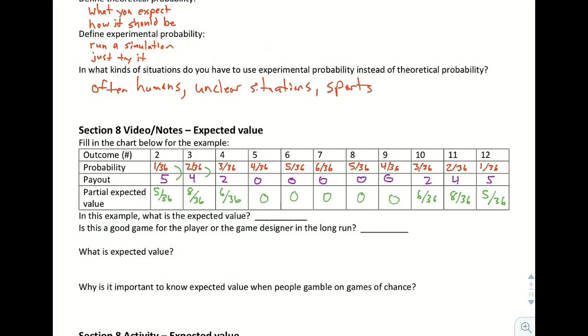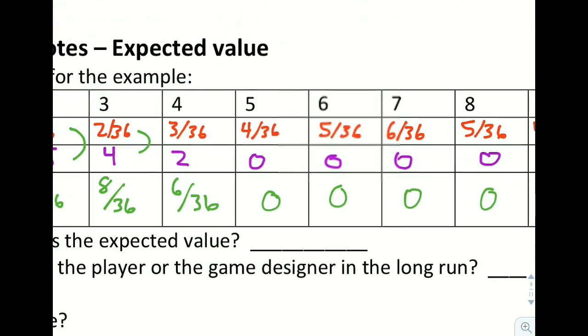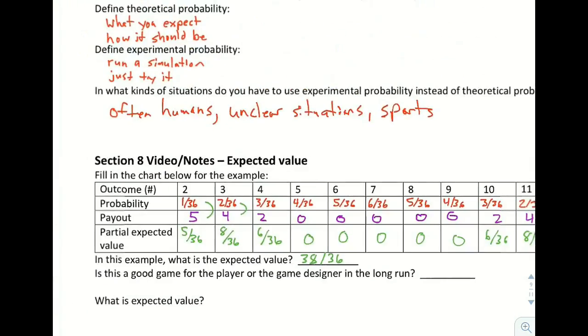Now on the other end, I'm going to have the same number because of the way I set it up. So I'll have 19 over there as well. So I have 19 plus 19. And what that gives me is 38. So my expected value is 38 divided by 36, or 38 out of 36.